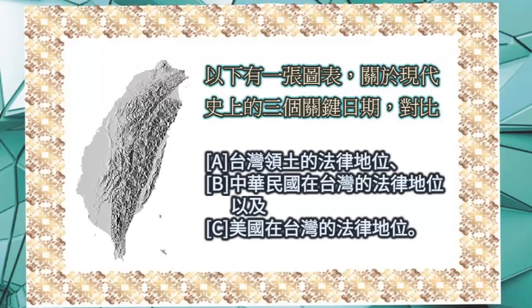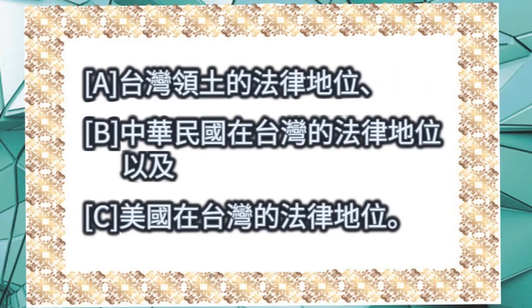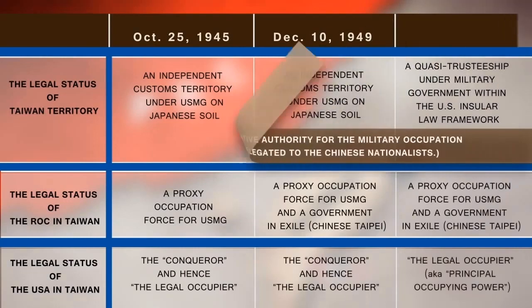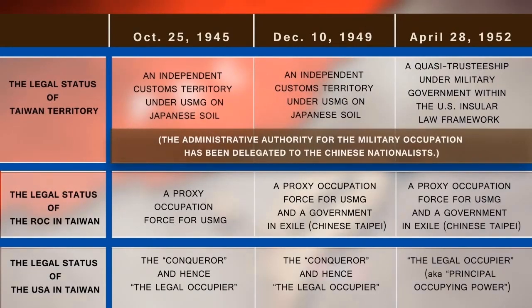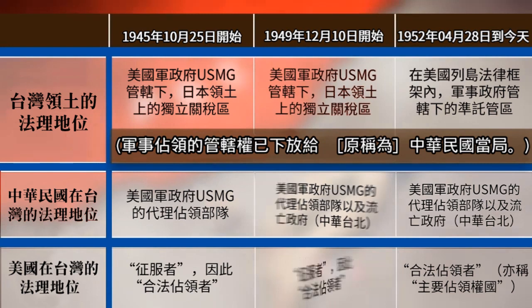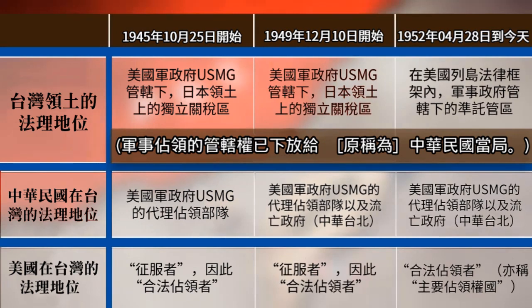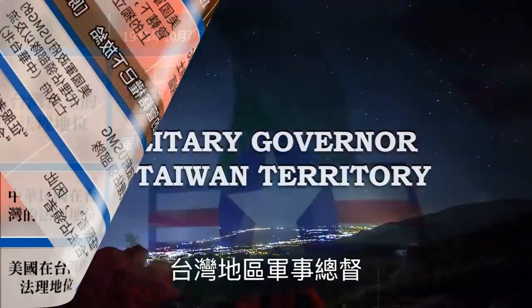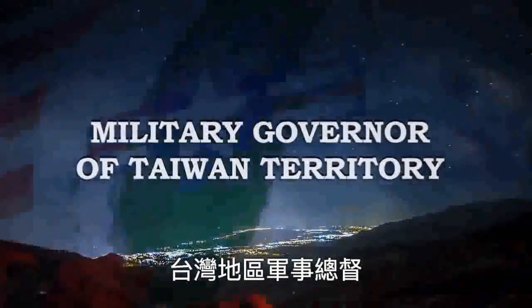Here is a chart which contrasts the legal status of A, Taiwan territory, B, the ROC in Taiwan, and C, the USA in Taiwan, for three crucial dates in modern Taiwanese history. Military Governor of Taiwan Territory.